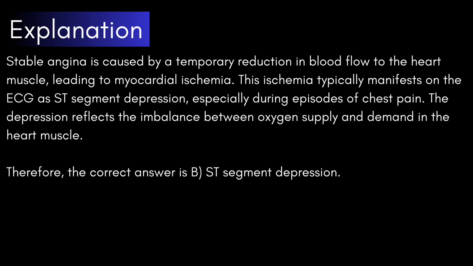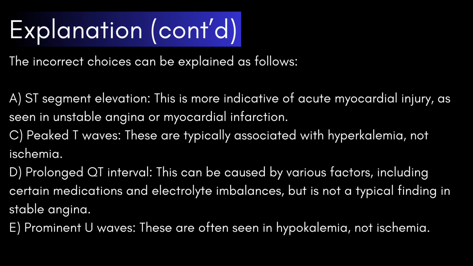All right, let's go ahead and see why the other answer choices are incorrect. The incorrect choices can be explained as follows. A. ST segment elevation. This is more indicative of acute myocardial injury, as seen in unstable angina or myocardial infarction. C. Peaked T waves. These are typically associated with hyperkalemia, not ischemia. D. Prolonged QT interval. This can be caused by various factors, including certain medications and electrolyte imbalances, but is not a typical finding in stable angina. E. Prominent U waves. These are often seen in hypokalemia, not ischemia.